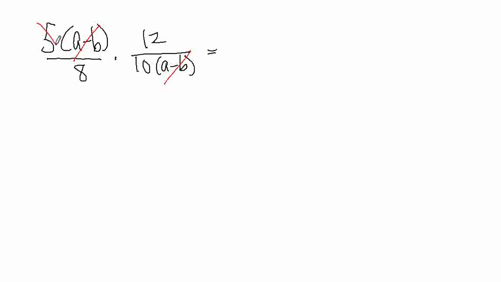Okay, 5 over 10, that's going to give a half. 12 over 2, that's going to give 6. 6 over 8, that's going to give 3 over 4. So the only thing left is a 3 on top and a 4 on bottom. Wasn't that fun? Okay? You're going to be doing lots of simplifying, reducing, canceling, whatever you want to call it, to handle these. Okay?